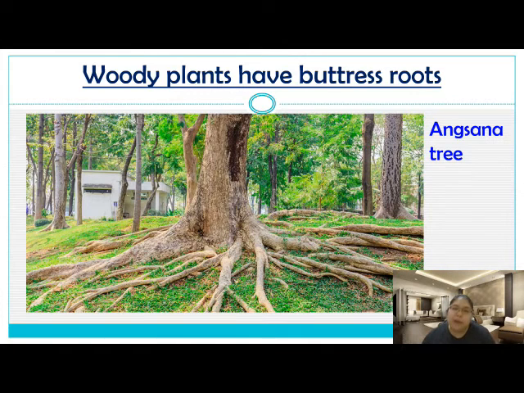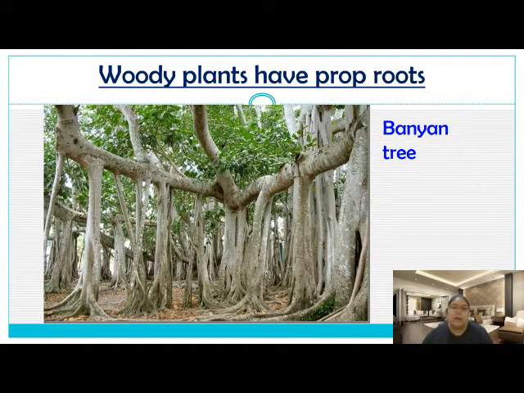Let's see the woody plant with buttress roots. Buttress, I told you, is a big size. Let's see the roots. This one is an angsana tree. The root is very big. After that, they extend further to the other sides. So this one we call the buttress root. Now we're going to see the next one, which is prop roots. Prop roots means it is supported by the roots. The whole body is supported by the roots. This one we call a banyan tree. The banyan tree is supported by the roots.